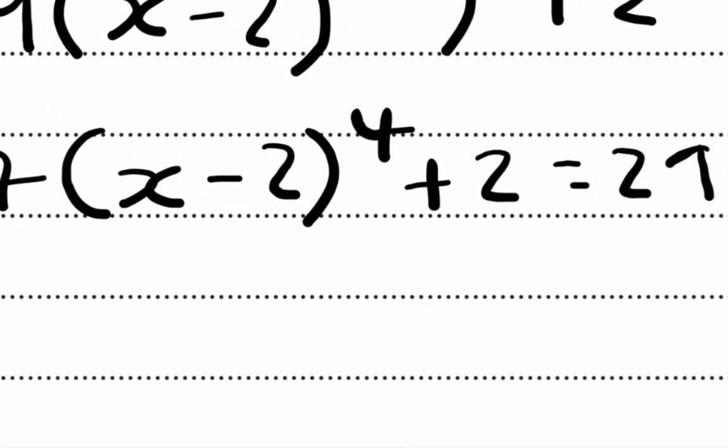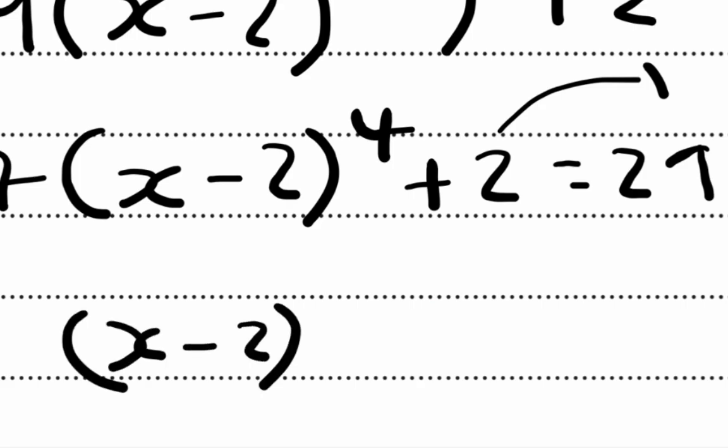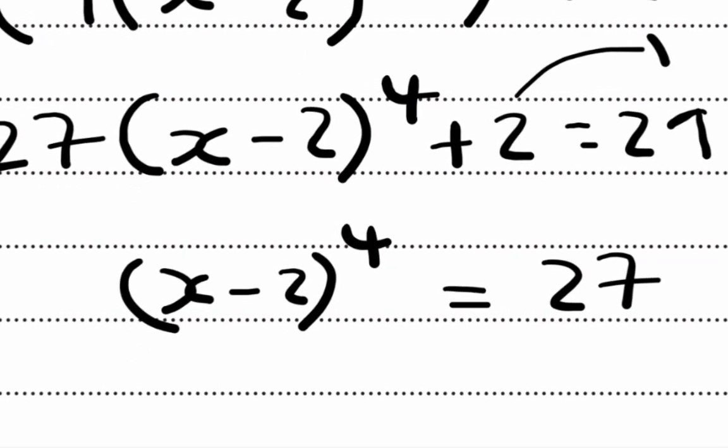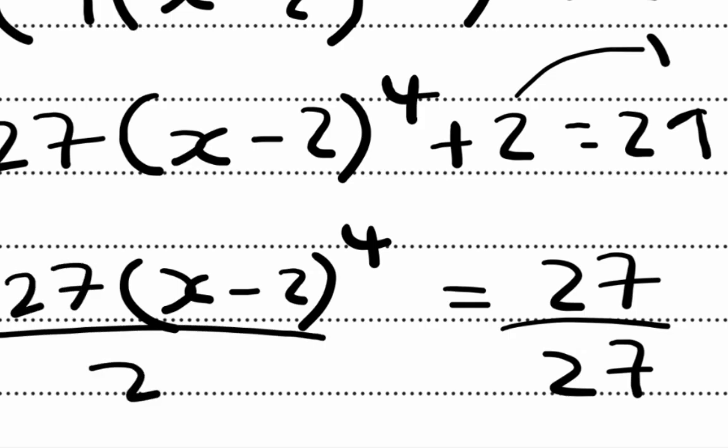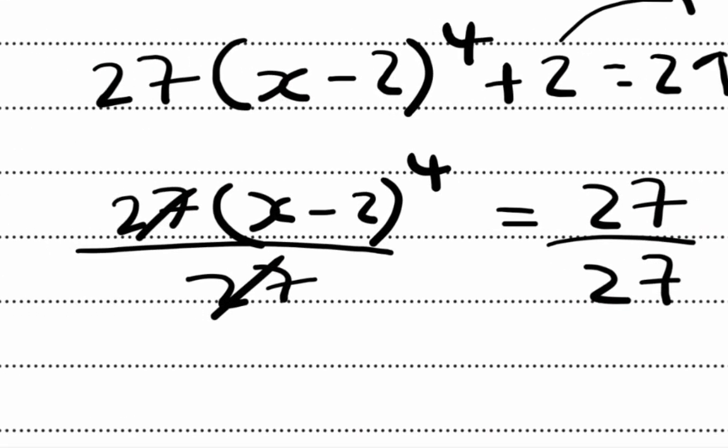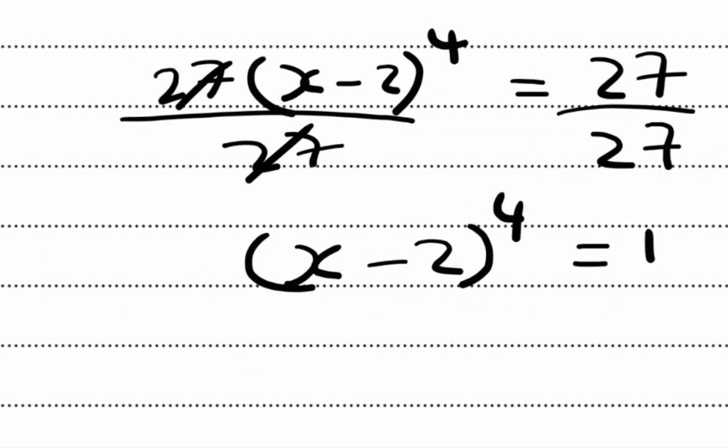Right? So to solve this, we're going to move this 2 to the other side. Then we divide both sides by 2. So (x − 2) to the power 4 is equal to 27 − 2, that is 2 to the power... and dividing both sides by 2 to get rid of this 2, we get (x − 2) to the power 4 being equal to 1.